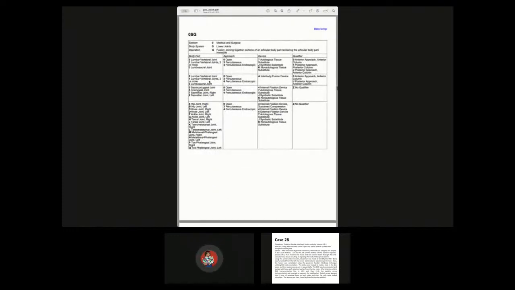And the next thing we have to do, of course, is see what column we're going to be in, because we notice that lumbar vertebral is listed in the first row and the second row. And we go to the approach. Open is listed in both rows. So we're not done yet because our patient's approach was open. So then where do we go from there?